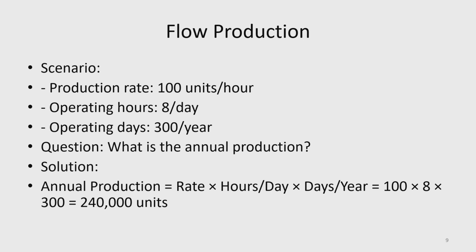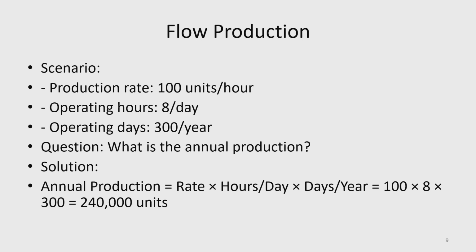Let us see some scenario of flow production. Production rate is 100 units per hour. Operating hours are suppose 8 hours per day. Let us say that only one shift is run in the factory and 8 hours are available per day. Operating days are 300 per year. Let us say the other days you have Saturday, Sunday and holidays. So what is the annual production?